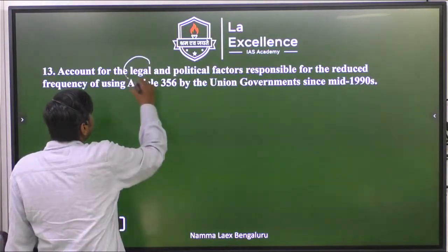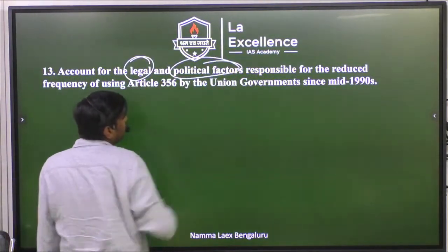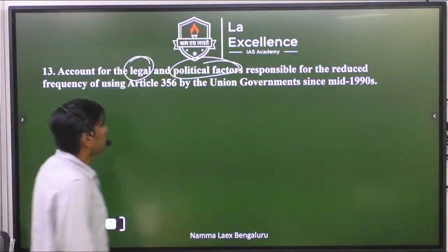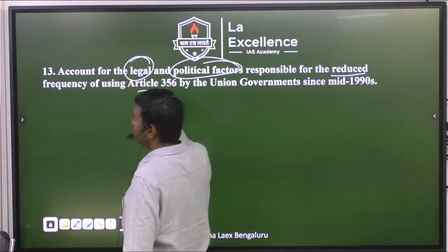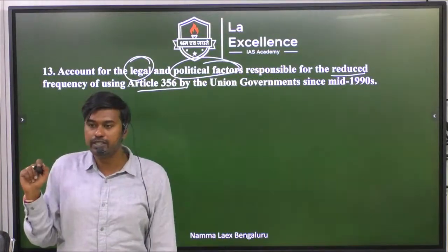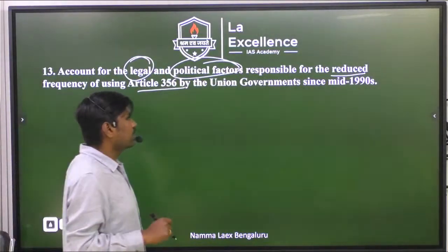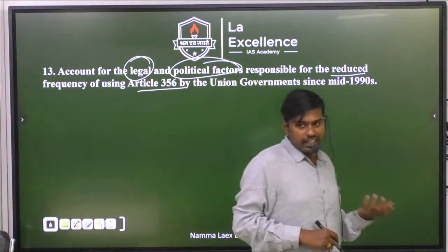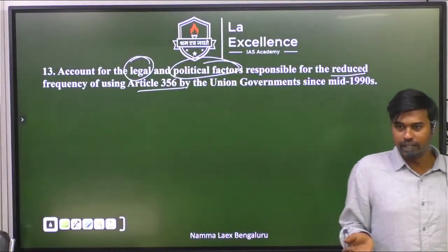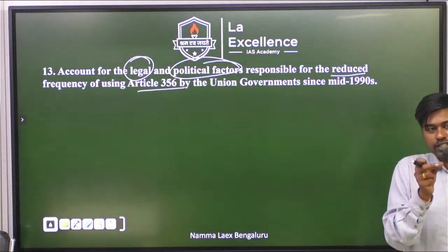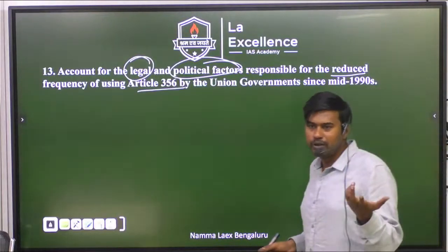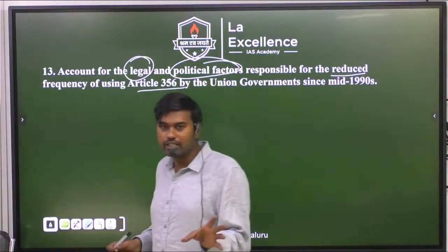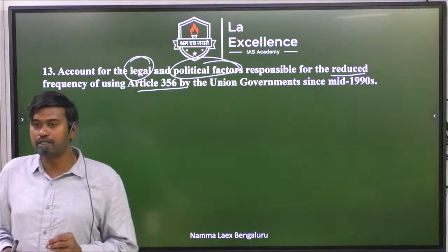Account for the legal and political factors responsible for the reduced frequency of Article 356. What is it? 356? State emergency. Clear? They could instead directly tell you the words "state emergency" only, but still why did they use the article number? Because they wanted you to remember some basic articles in the Constitution as a civil service aspirant.